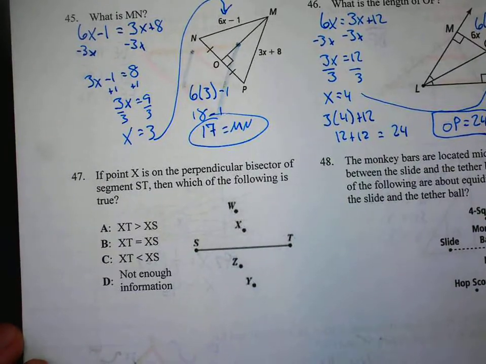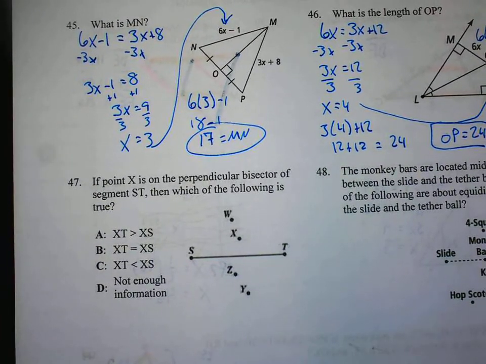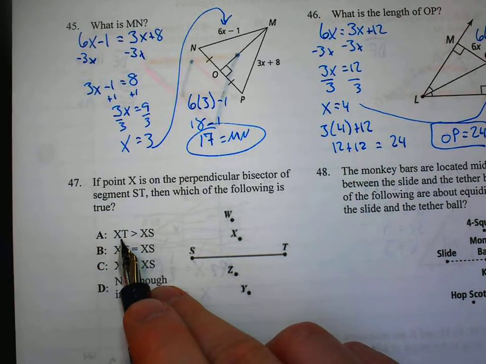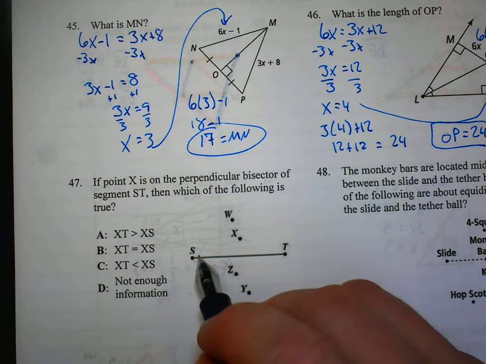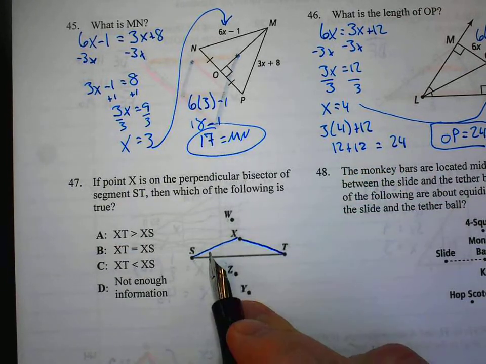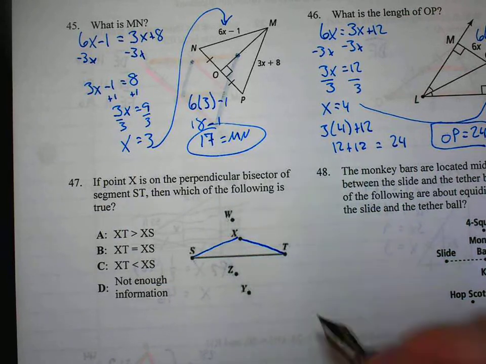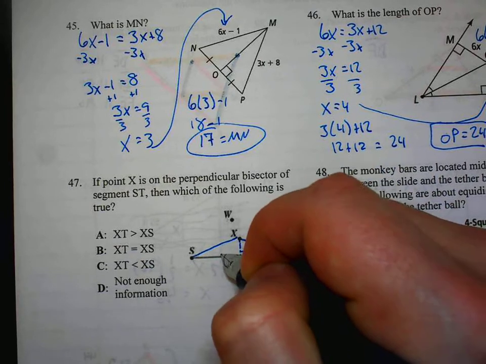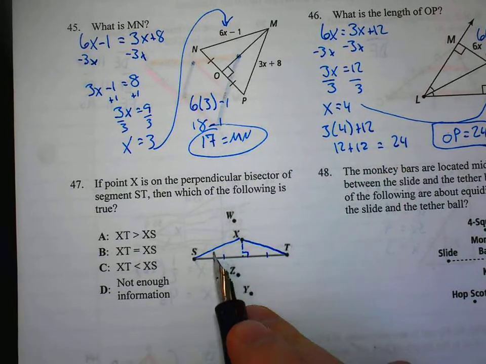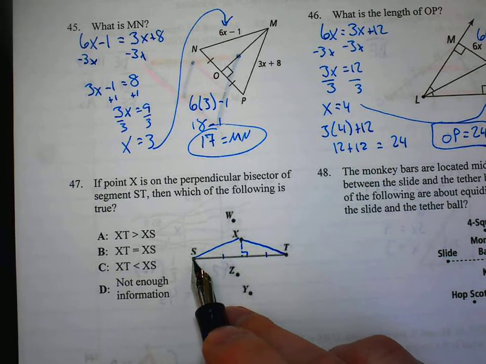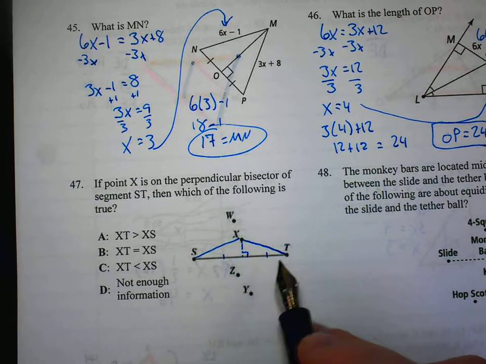47. If point X is on the perpendicular bisector of segment ST, which of the following is true? So we have XT compared to XS, so that'd be these two. We're comparing XT to XS in all of these. Now, last time we saw a similar problem to this. It said this is on a perpendicular bisector, which means this is a 90-degree angle. These are equal. We found that these two segments were congruent. So we need to find the one that says XS is equal to XT. And that'd be B.